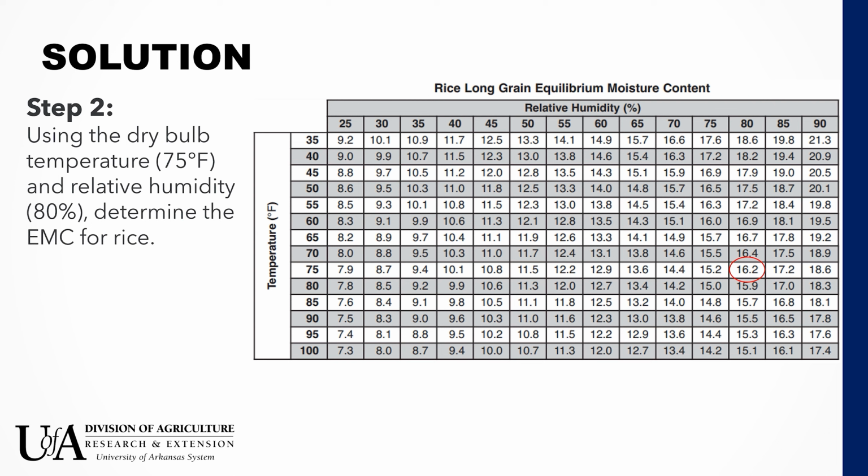So looking at the equilibrium moisture content chart that we are provided, this one is for long grain rice. We have the temperature on the left side and the relative humidity values on the top. So we look at the relative humidity of 80% intersecting with 75 degrees Fahrenheit, and we find that the equilibrium moisture content of that air is 16.2%. And so this farmer using this air is able to dry this rice from 19% moisture content to 16.2% moisture content.